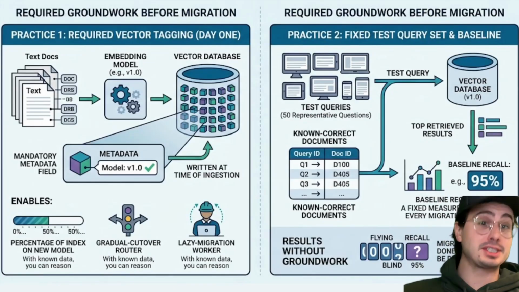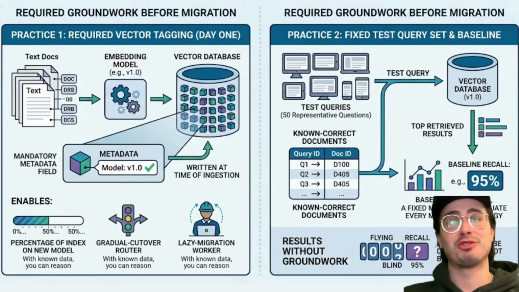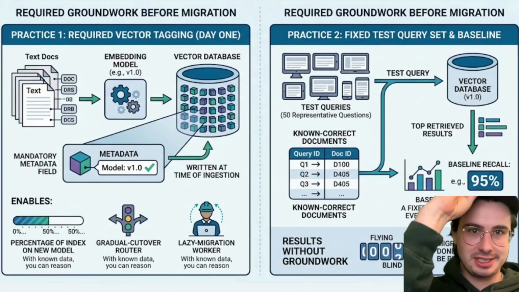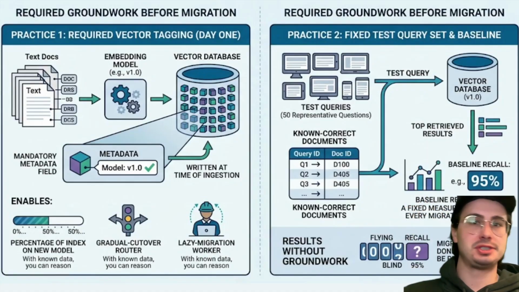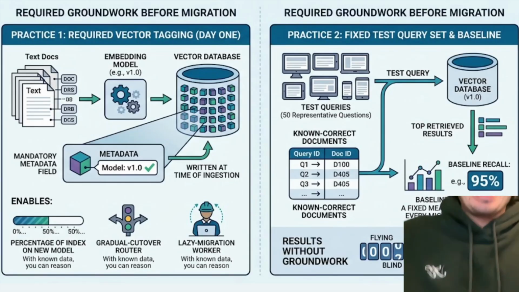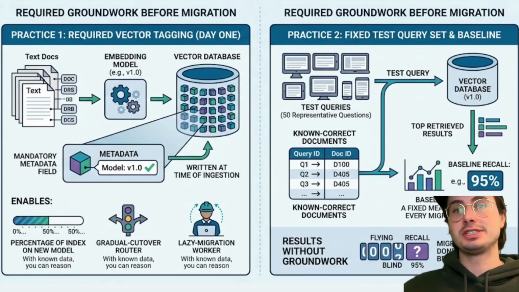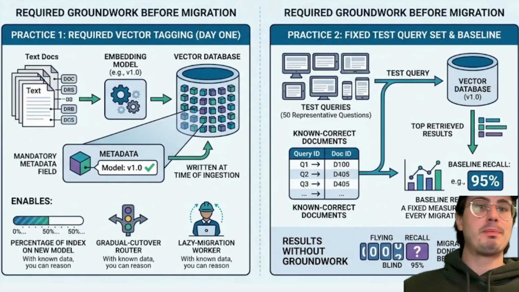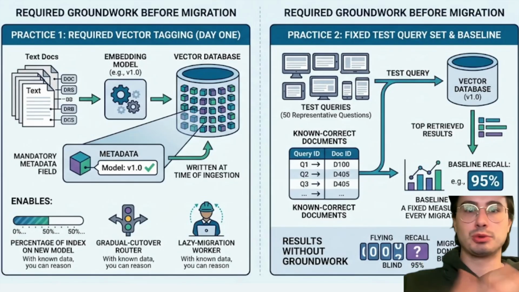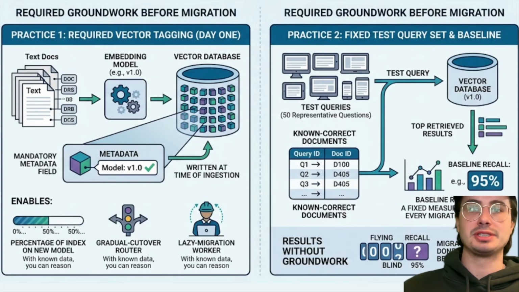Now, before you actually execute a migration strategy, there's one single practice that can make every one of these possible and easy for you, which is tagging every vector at write time with the exact embedding model version that produced it. Not making it an optional field, but a required part of your write path from day one. This will be the difference between a migration you can reason about and one you're flying blind on. With a version tag on every vector, you can always answer the question, what percentage of my index is on the new model right now, with an actual number instead of a guess. And that number is what drives every strategy I'm about to walk through. It's what tells a gradual cutover router how much to trust the new index, and it's what tells a lazy migration worker which documents still need attention.